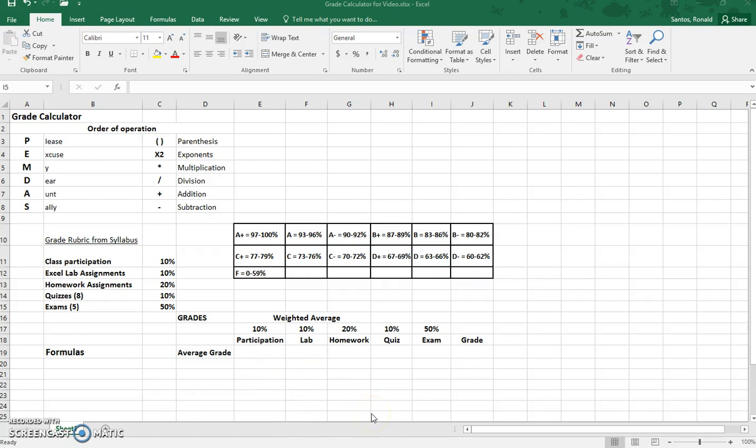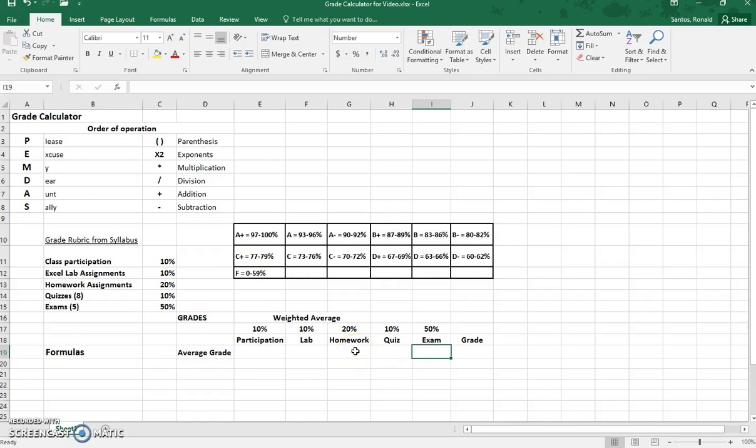So let's start by looking at what your average grade would be. In each cell here, average grade, we'll be calculating your average grade for each part of your grade. And at the end, we'll come up with your final raw points grade.